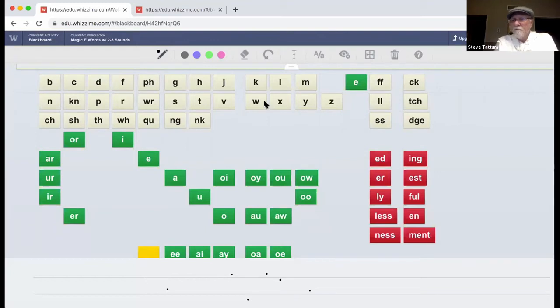Okay. Fudge. Good for you. Why did you use the DGE? Because there's a U here and it's alone. It's alone. It's a hungry vowel. All right. Let's spell the word.